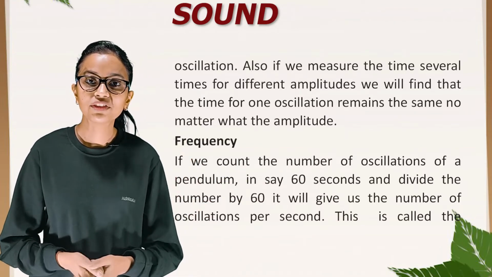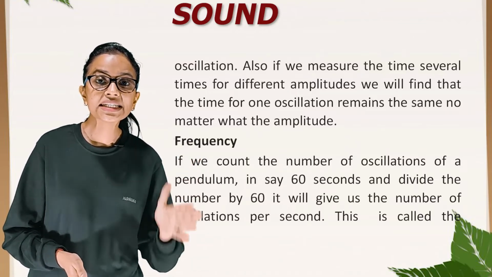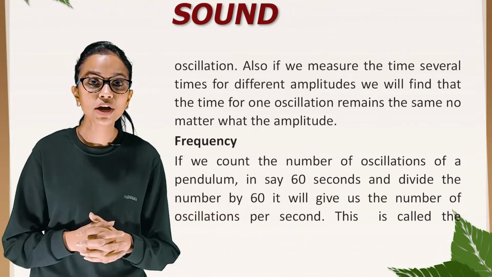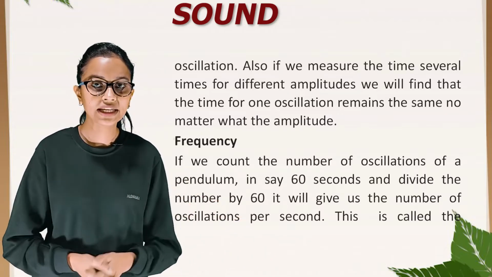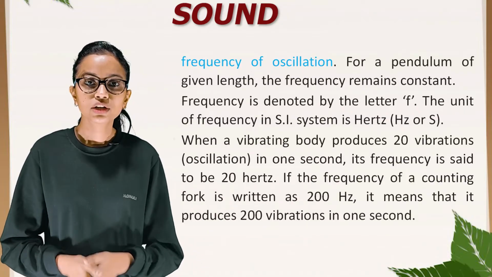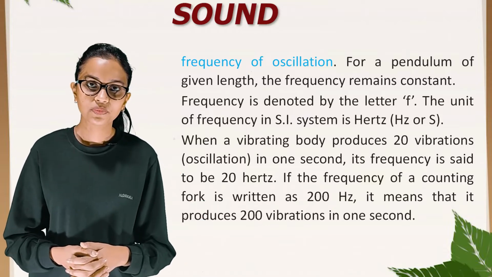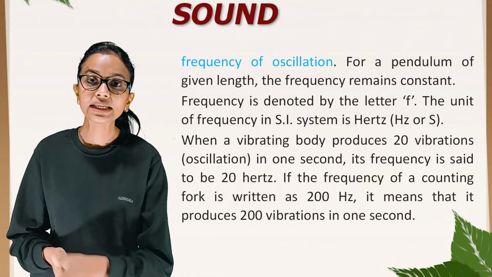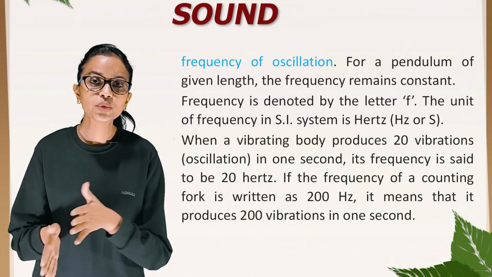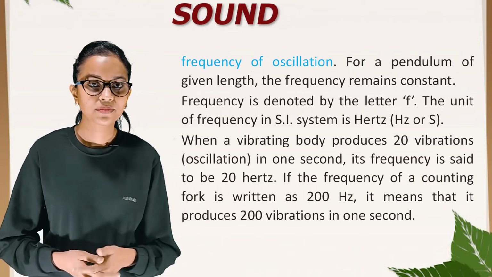Frequency. If we count the number of oscillations of a pendulum in say 60 seconds and divide the number by 60, it will give us the number of oscillations per second. This is called the frequency of oscillation. For a pendulum of given length, the frequency remains constant. Frequency is denoted by the letter f. The unit of frequency in SI unit is Hertz, Hz or s^-1.